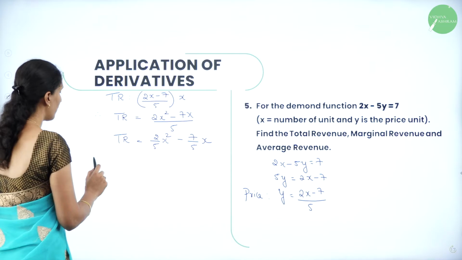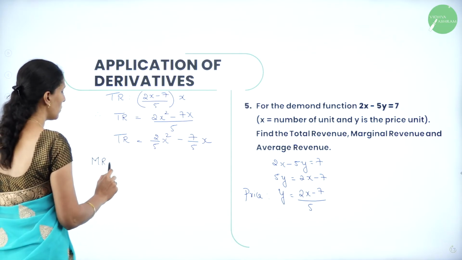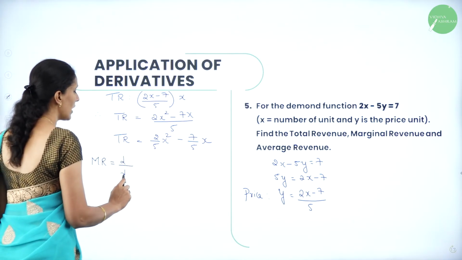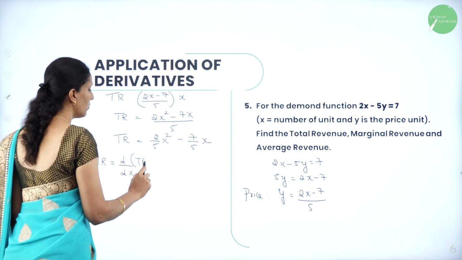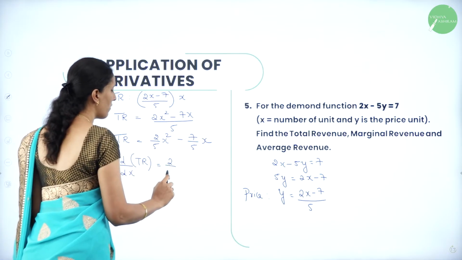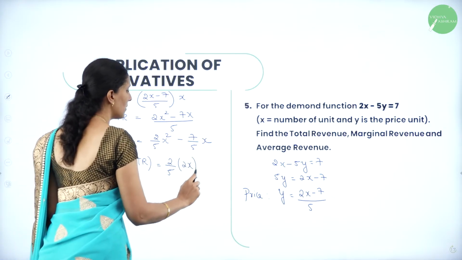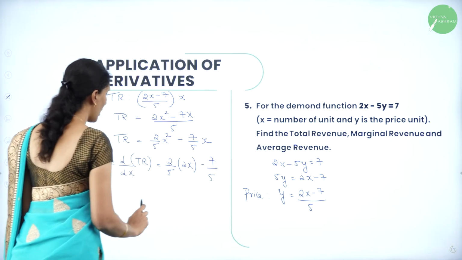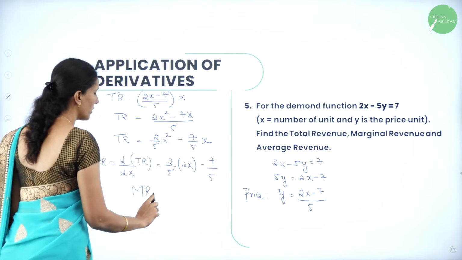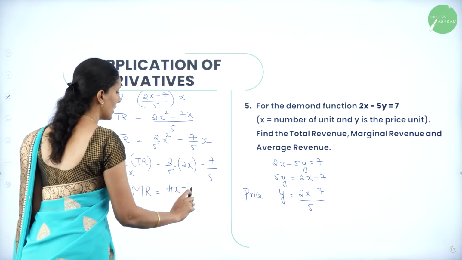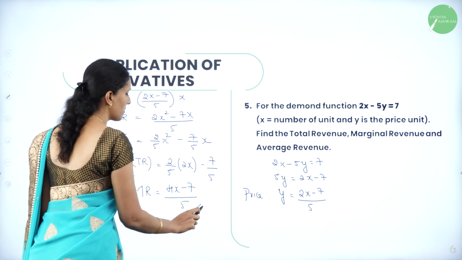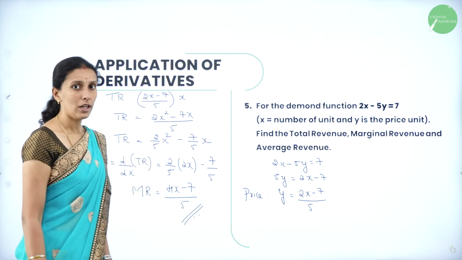Or you can differentiate it. Marginal revenue is equal to the differentiation of total revenue, which is 2 by 5 into 2x minus 7 by 5. Or I can write marginal revenue is equal to 4x minus 7, common denominator 5. So this is the marginal revenue.